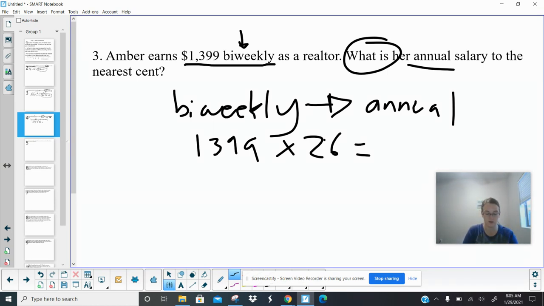That's what that means. So $13.99 times 26. So 36,374. So once again, now go back to your test, look at the number you had. All you would have had to do is multiply by 26. You can show that work on your paper.